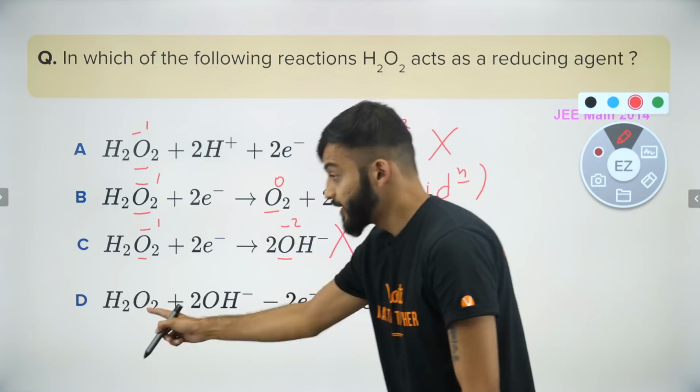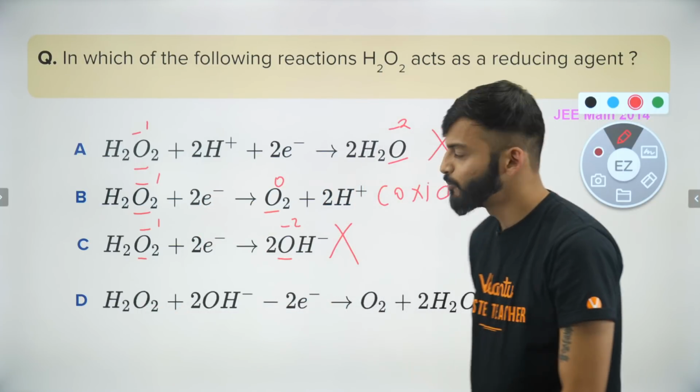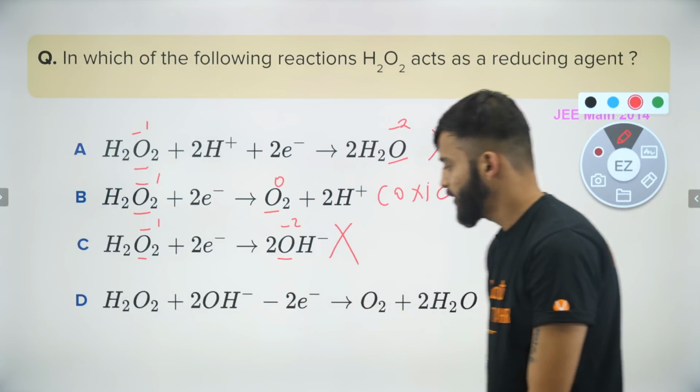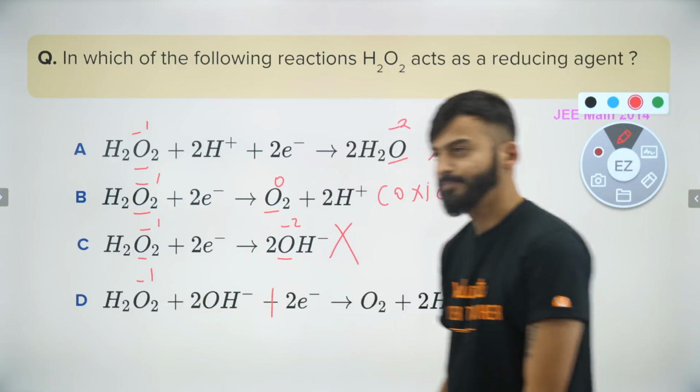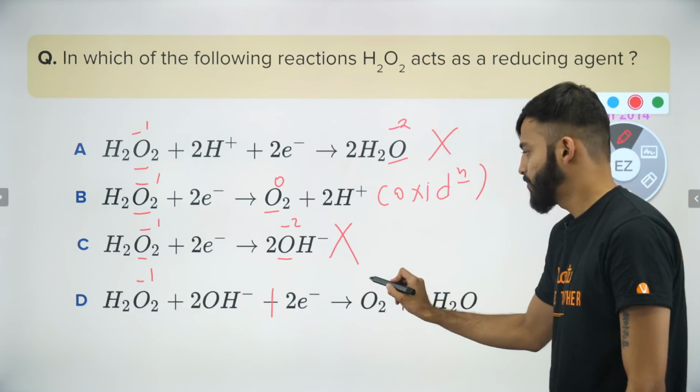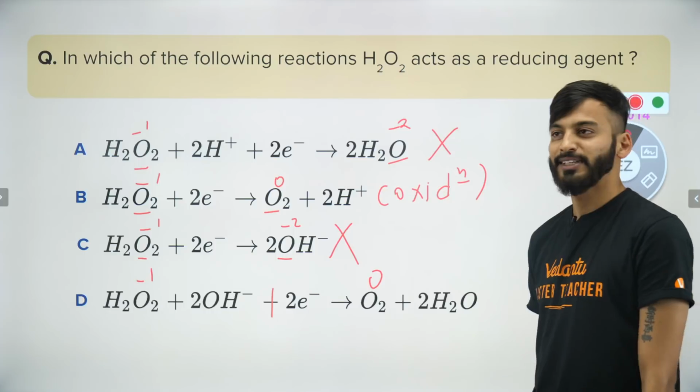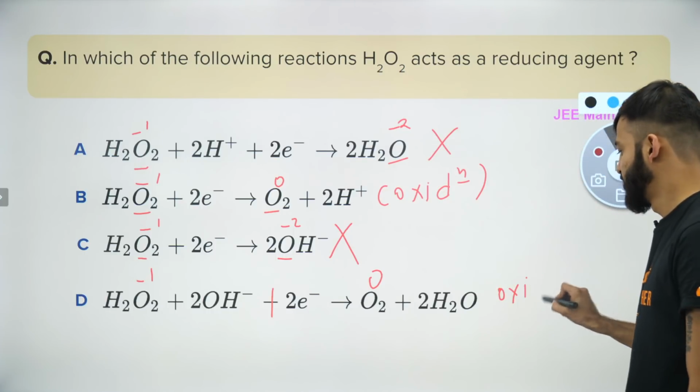Check this out, this is very important. Pay attention, Shanky, pay attention, he is saying it wrong. H2O2 gives OH- plus electron. What is it here? -1. What about here? Here it is becoming 0. So this is also oxidation.